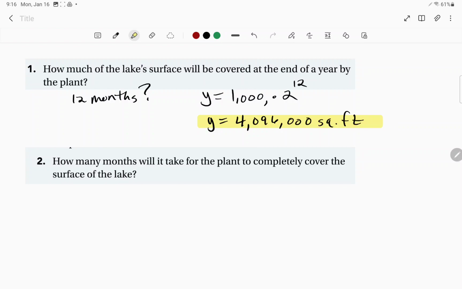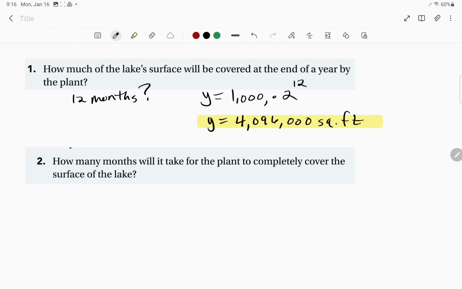Now remember, that's 25 million square feet for the whole thing, so we're not quite there, but we're pretty close. So for number 2, it should be pretty close, because think about it, if we doubled this, that would be 8, and we doubled that, that would be 16, so it's going to be pretty close.